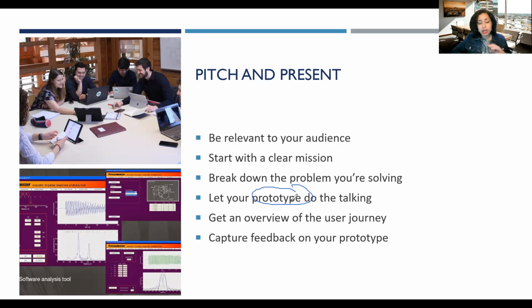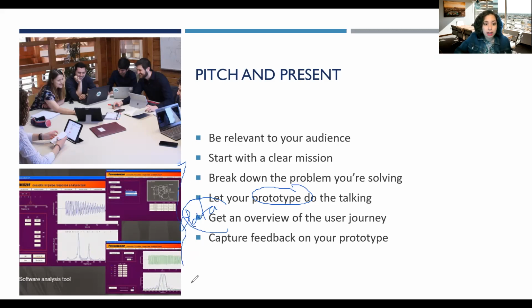Let the people in that room that you are presenting to, let the audience experience what the prototype is and how it works, because it's different from just talking about something versus actually holding it, touching it, feeling it. Way different. And if you already have some tests on it, some data, use that data. Get an overview of the user journey. Like I was saying, if you already have some data from it, you should use that data and explain.